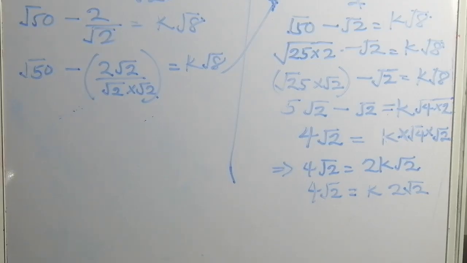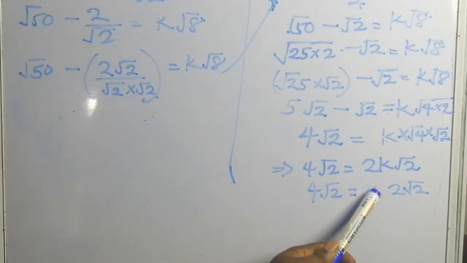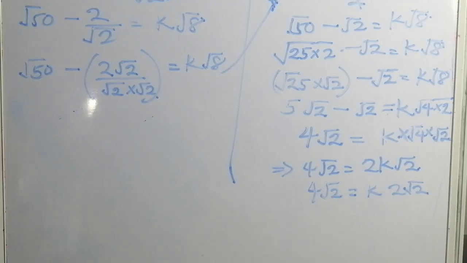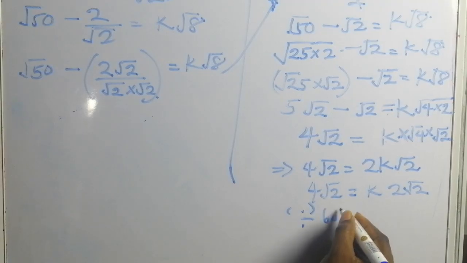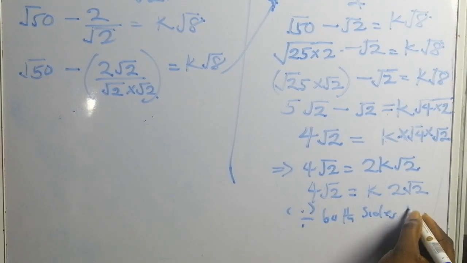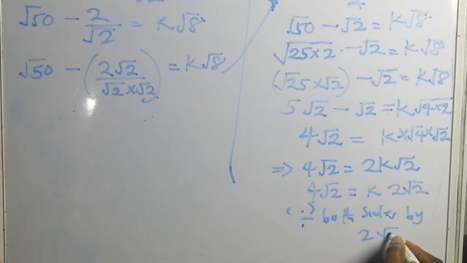It's still the same thing. All I'm doing is just rearranging. I wanted to get my k out, so I want my k to stand alone. I can still say k times 2, it's still the same thing as 2k. So here it means that I will now divide both sides by 2 root 2 to get my value of k. So therefore, you now have 4 root 2 over 2 root 2 equals k 2 root 2 over 2 root 2. This one will cancel each other.